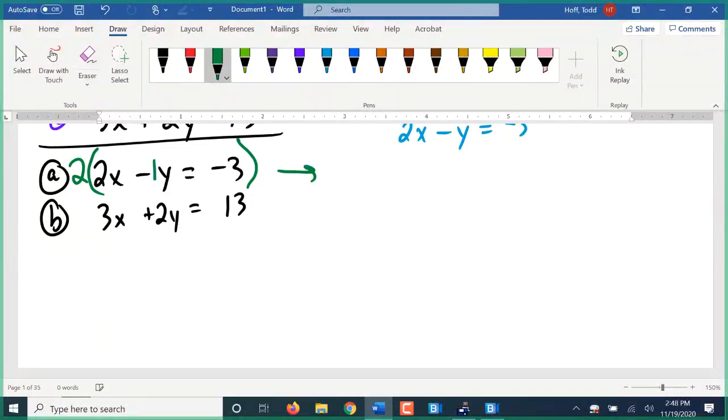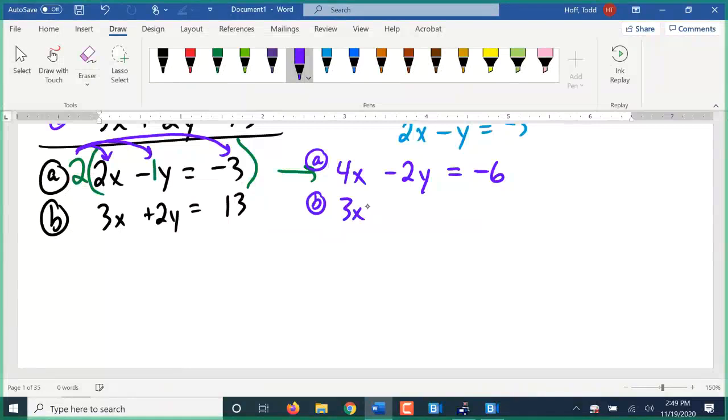So let's do that. That top equation, we multiply by 2. Remember, we have to multiply each digit or each piece of the equation. 2 times 2x is 4x. 2 times negative 1y is a negative 2y. Equals, we have to remember to multiply the other side as well. 2 times negative 3 is a negative 6. That's equation A modified. Equation B is just going to stay the same. 3x plus 2y equals 13.